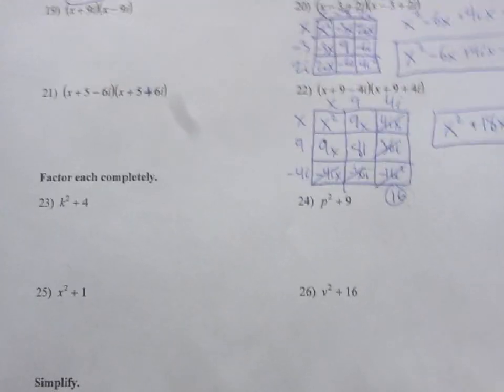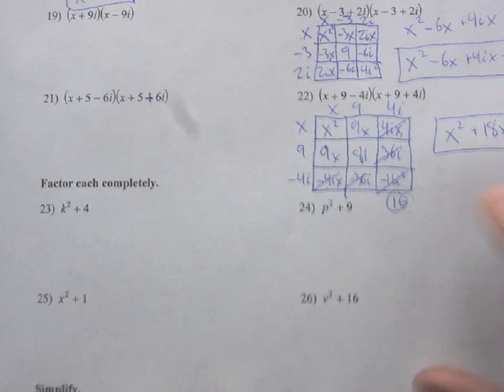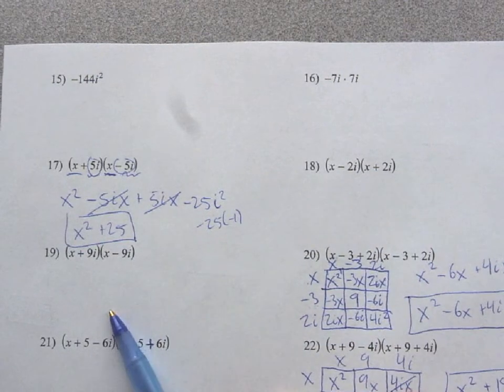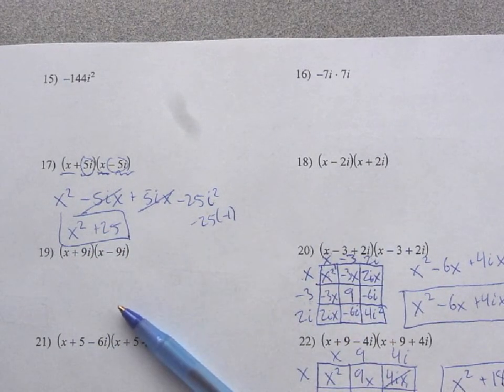Okay, now we got factoring. In order to factor these, we just have to have some intuition about multiplying. So when you go back to these problems here, 17, 18, and 19, what you should see is 3 different sums of squares.